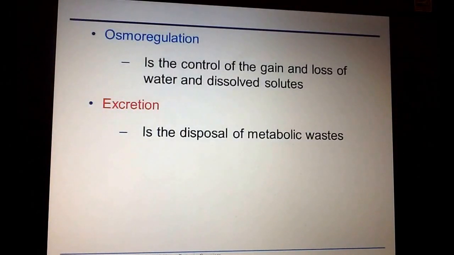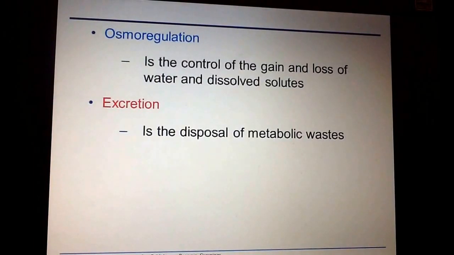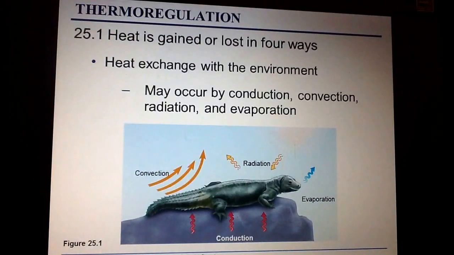Now, there are other things that need to happen in order to maintain homeostasis, and we're going to talk about these in the two separate videos. Osmoregulation is controlling how much water and whatever solutes are dissolved in that water. Excretion is how we get rid of any metabolic waste that we make in our body as a result of doing those metabolic reactions. So, for example, a metabolic waste would be the production of urea, and we'll look at that as we get to the third and final video. So let's focus on thermoregulation in this video.